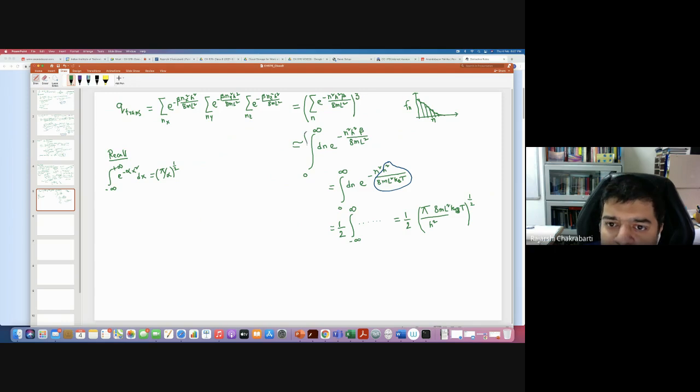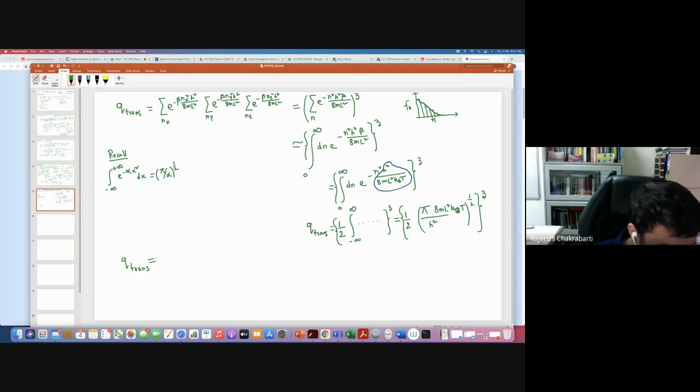Now I forgot to say until this point that because you have a whole cube, there are 3 terms. Remember? This is for one term, no? So basically you should have a cube of this. So that will give you your translational partition function for a single particle. So what is the answer then? Can you just simplify this?